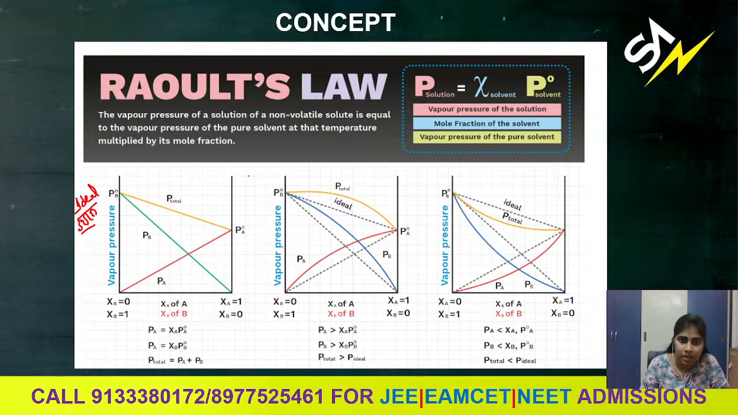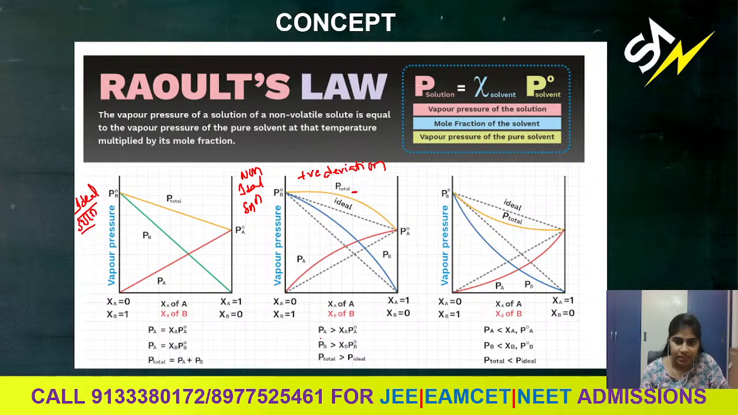Coming to non-ideal solutions, you can see two types of deviations here. This is above the ideal behavior. The total pressure of the solution is above the ideal behavior. It means it is showing positive deviation from Raoult's law. You can see here every line is above its original axis, that is, it is showing a positive deviation.